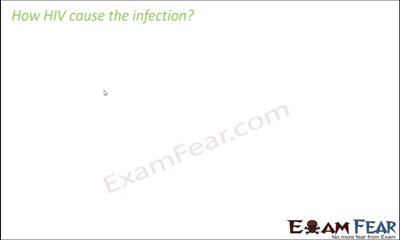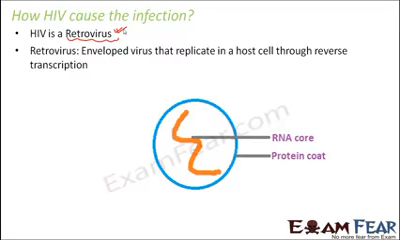Now the question is how HIV causes the infection, how this virus actually causes the infection, what happens even after the virus enters inside the body. So HIV is a retrovirus. Now this is a new term again. What is a retrovirus? Let us first understand this. A retrovirus is an enveloped virus that replicates in a host cell through reverse transcription.